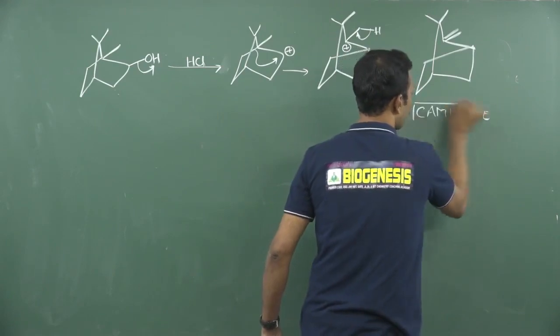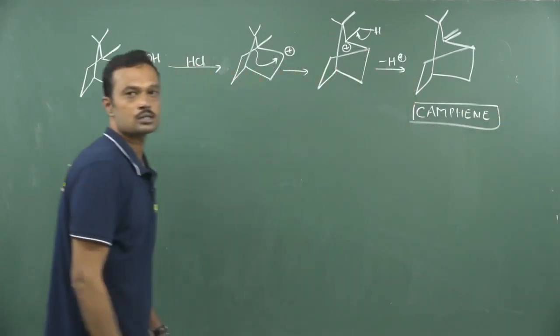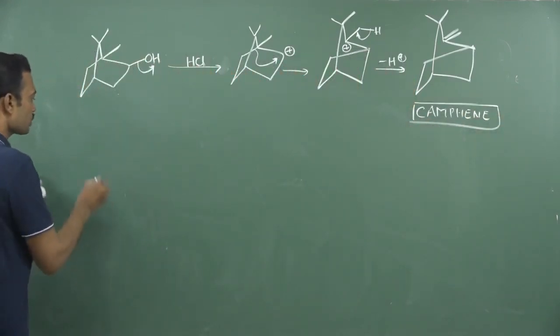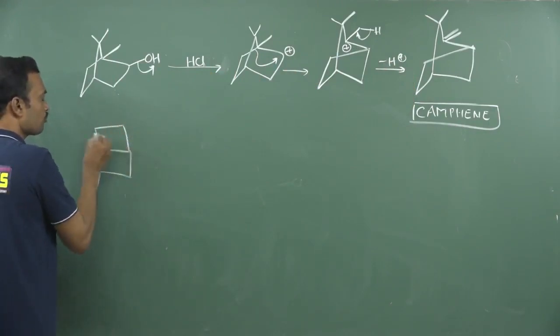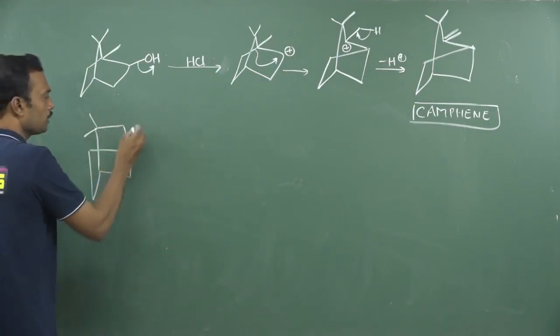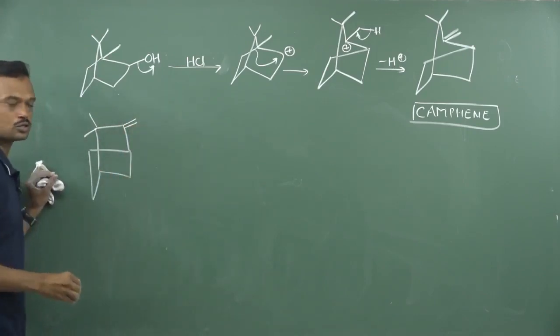This is camphene. Camphene is an unsaturated cyclic ring. So a number of structures are there for camphene. You can write it in different ways. This is a structure of camphene: methylene, methyl, methyl, and here a double bond. This is also a structure of camphene.